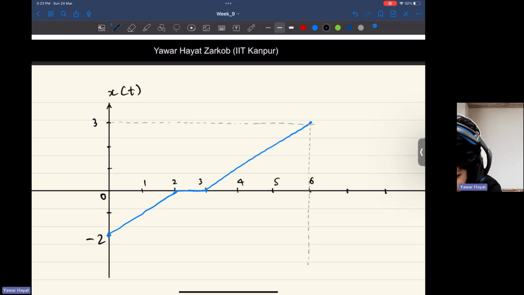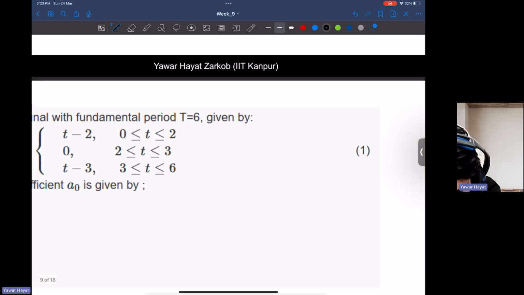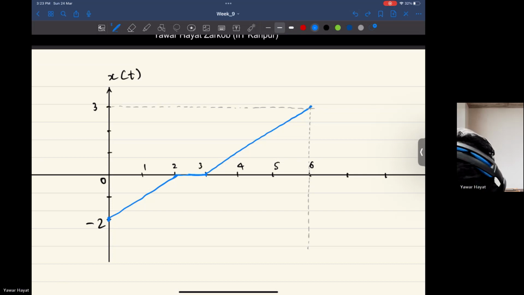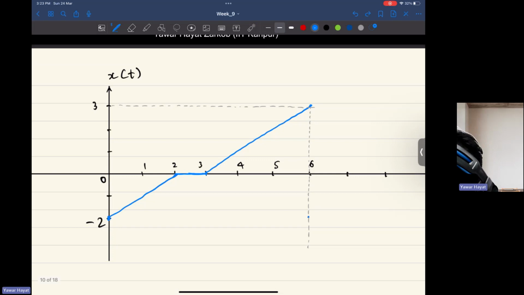Since this is a periodic signal, it will repeat. It is a periodic signal with a fundamental period t equal to 6. From 0 to t, we have 6 units, so it will start repeating from there. It would again start from -2 somewhere here and reach 0 after 2 units.